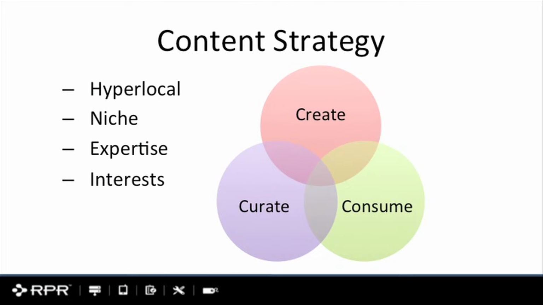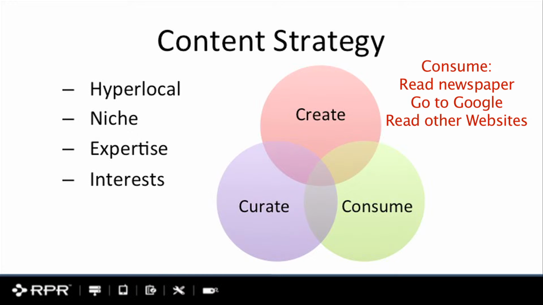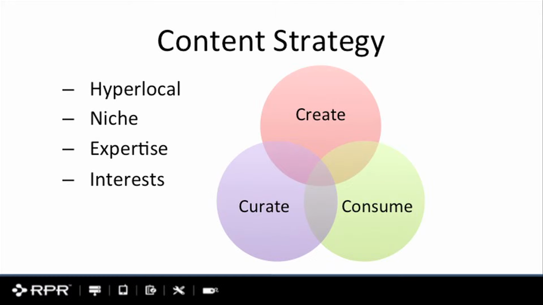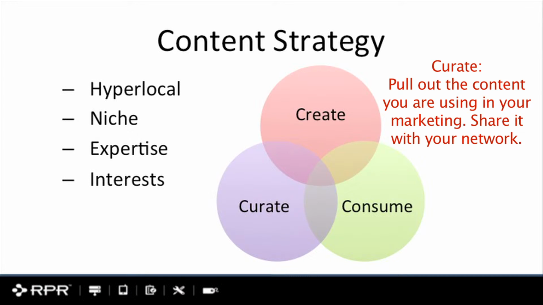Now, once you've identified your social strategy and you've picked your one network, you need to come up with a content strategy. So this is the second piece to that. So what does a content strategy look like? Well, there's the 3 C's of social media, and that is create, curate, and consume. Okay, so you're already consuming, not water, not beer, it's content. So every day we read the newspaper, maybe we go to Google and we read other websites. That's the first step. Now what you need to do is begin to pull out the content that you're using in your niche marketing or your sphere marketing or hyperlocal marketing, and you need to share that with your network.